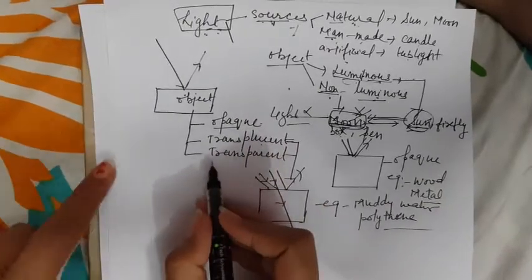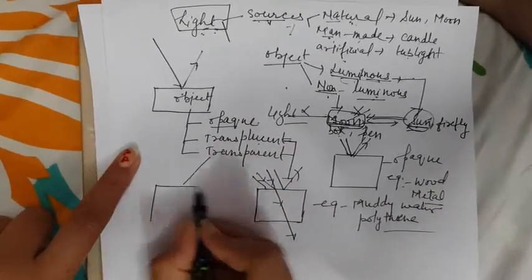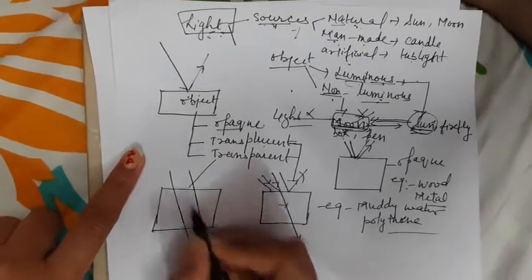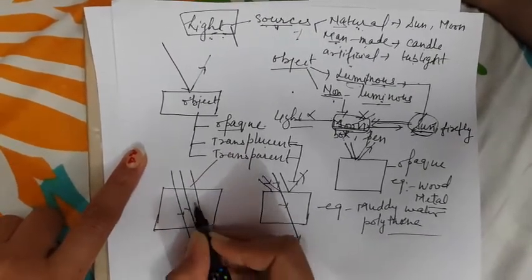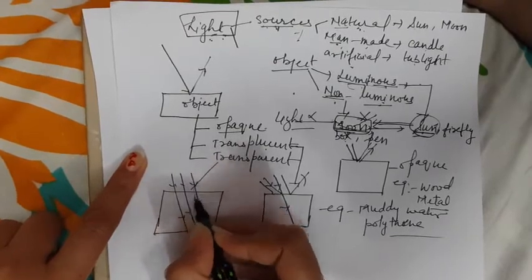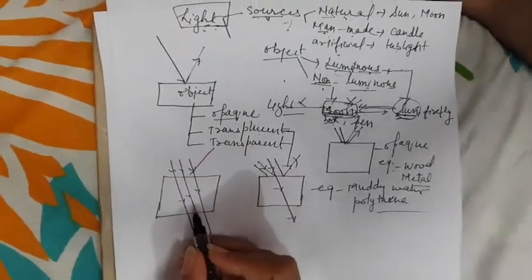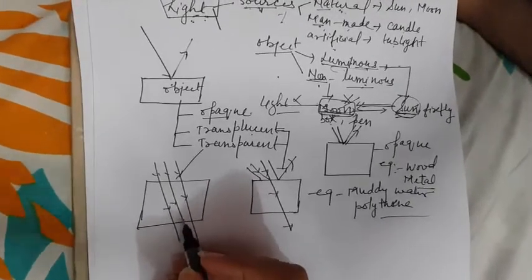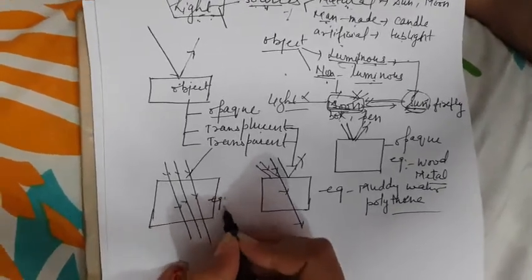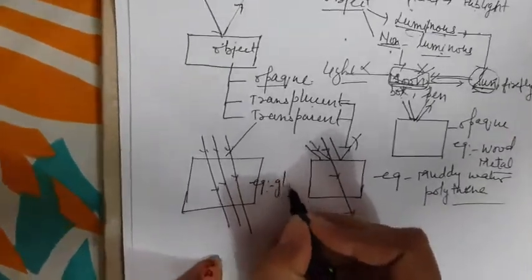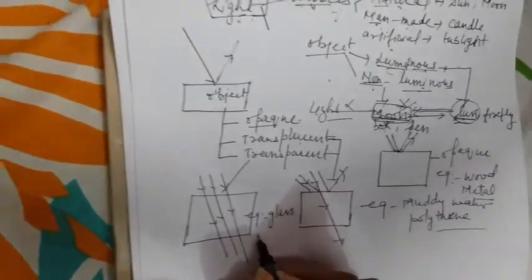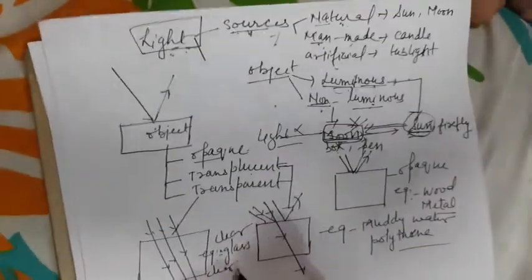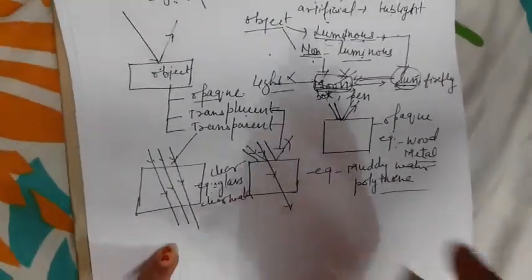Next you have transparent objects. Transparent objects allow all the light rays to pass through them easily, without any obstacle. These objects will allow all the light rays coming to them to pass. Examples are clear glass and clear water or pure water.